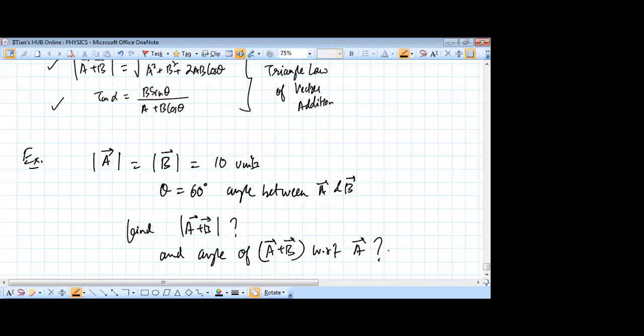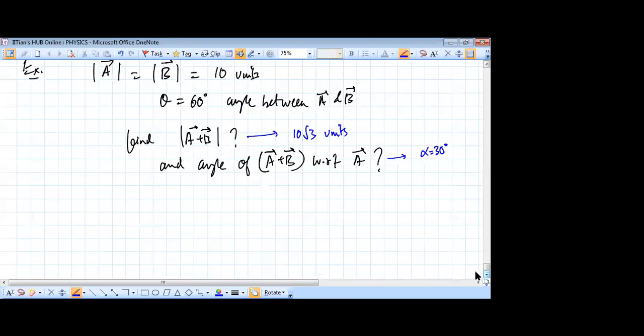Okay, so Guransh, your answer is correct. It should be square root of 300 or 10 root 3. Okay, so people should be getting this answer. I'll explain the calculation also, but this should be coming out to be 10 root 3 units. And this should be coming out to be alpha equal to 30 degrees. Okay. So let's see the simple application of the formula. Don't have to do anything else actually.